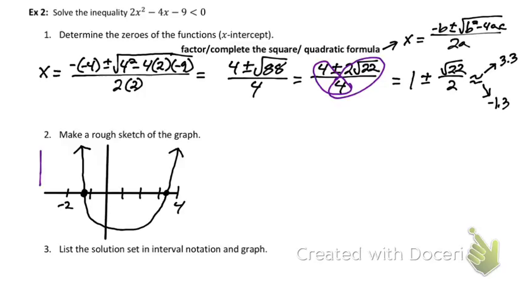All right, and just remember, the top side is where y is bigger than 0. The bottom is where y is less than 0. Smack dab in the middle is where y equals 0.